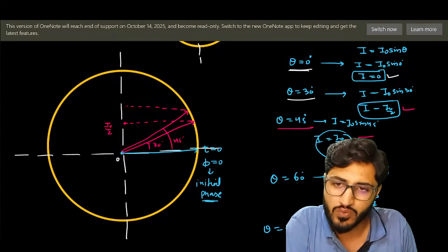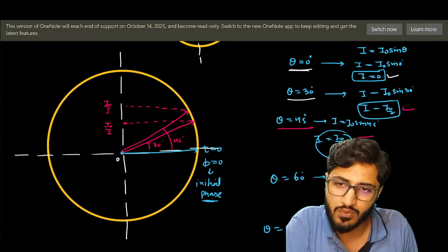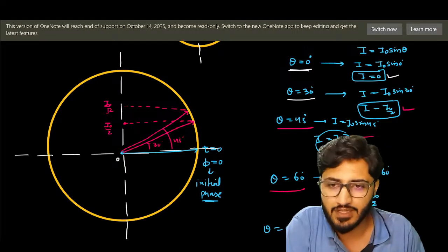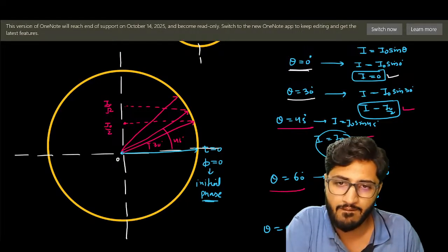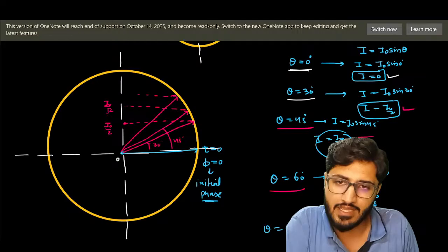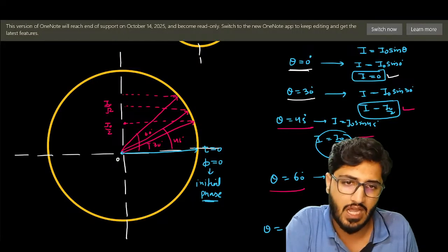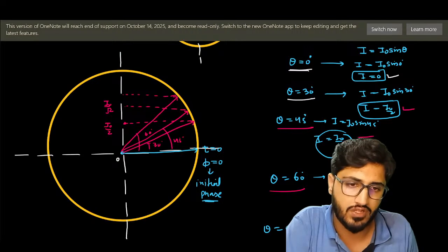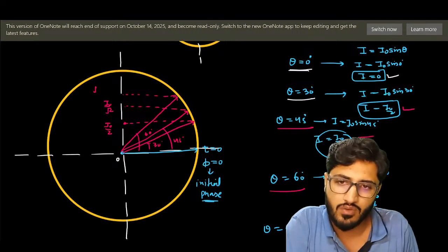I naught by root 2. Now at 60 degrees, its projection would be like here, no? At 60 degrees, it is root 3 I naught by 2. It is root 3 by 2 I naught.